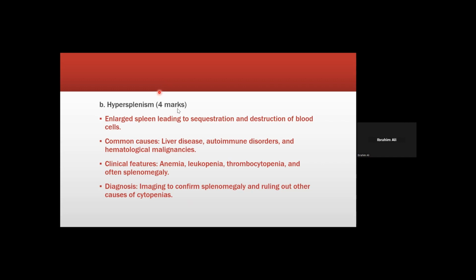The clinical features of hypersplenism can be anemia, just like bone marrow failure, leukopenia, and thrombocytopenia, and hypersplenism most of the time leads to splenomegaly. You can diagnose hypersplenism through imaging to confirm splenomegaly, while ruling out other causes of cytopenias like bone marrow failure, and also drug-induced cytopenias and pancytopenias.